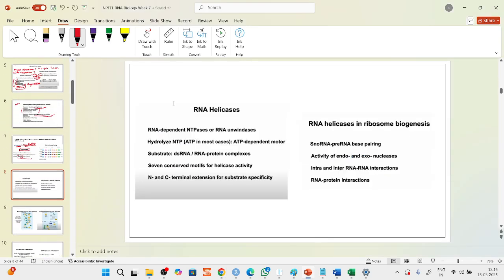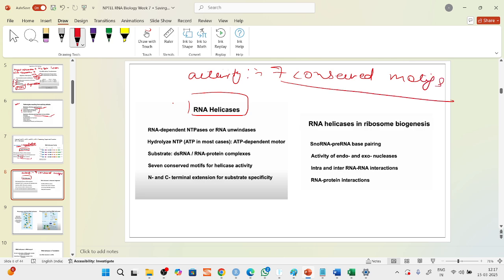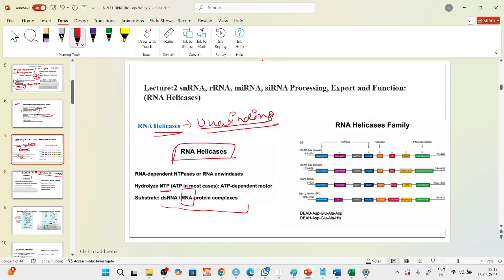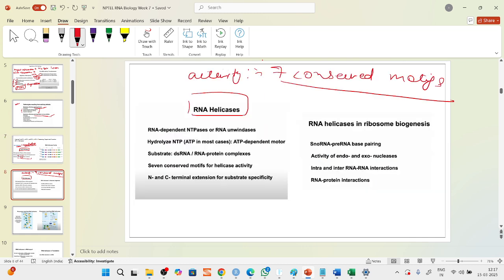Next we come to a little bit more about the RNA helicases. So these RNA helicases, for their activity, require 7 conserved motifs. Okay. So 7 conserved motifs are required for the activity of RNA helicases, and the N and C terminal extensions for substrate specificity. If you see here, the N terminal or the C terminal ends of the RNA helicase are required for the substrate specificity. Okay, this is important.